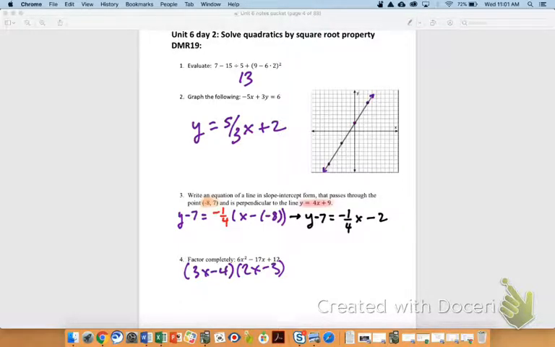Negative 1/4 times a positive 8. 1/4 of 8 is 2, right? And a negative times a positive is a negative. Then my last step would be to add 7 to both sides to get the y by itself. So it'd be y equals negative 1/4 x, there's your plus 5. What do you think?